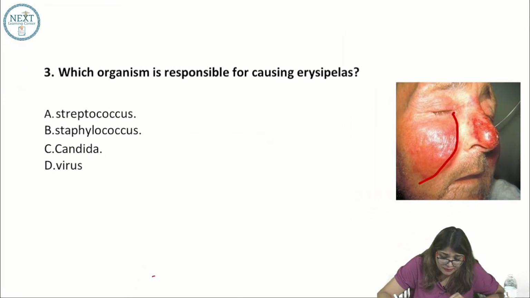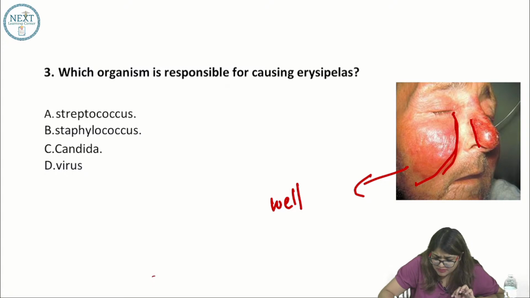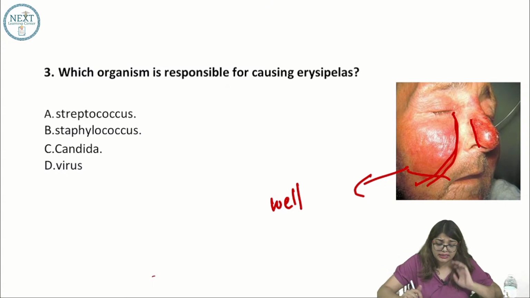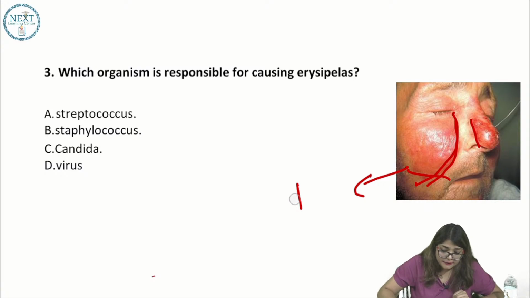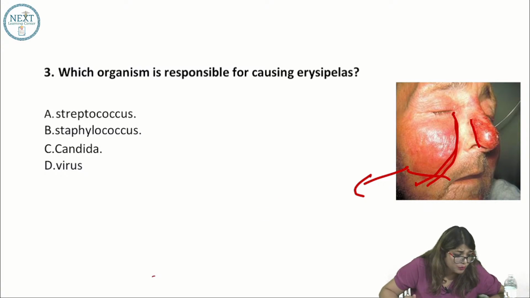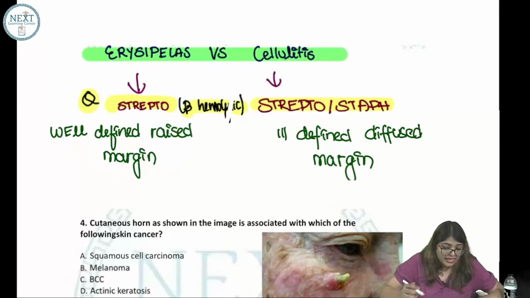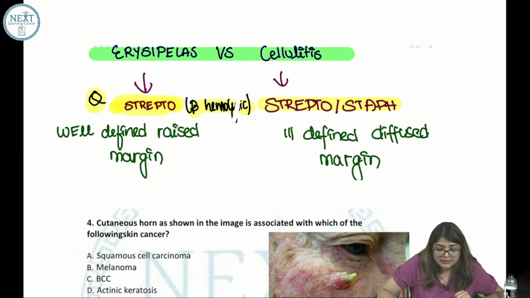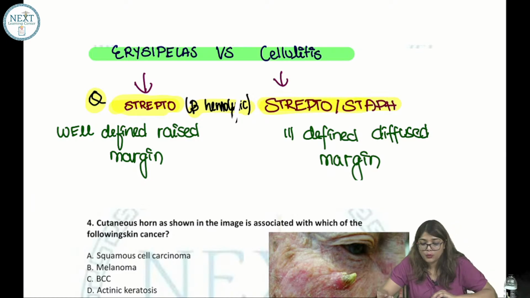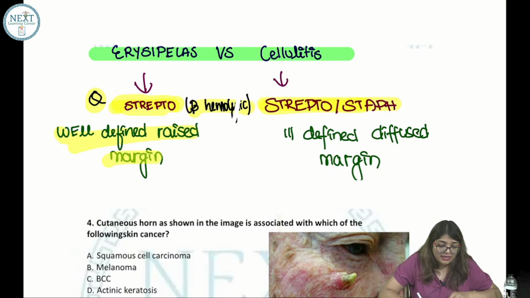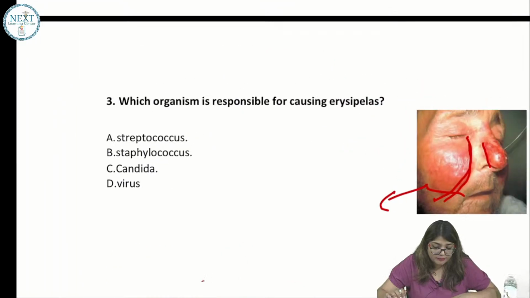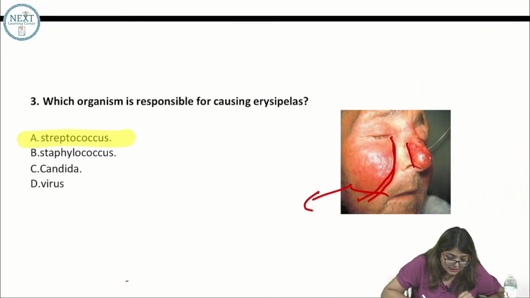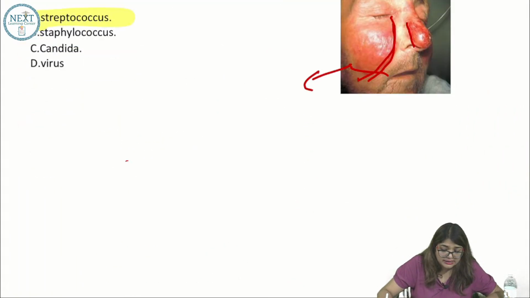This is erysipelas. They have very well-defined borders. You can see so nicely, they are very well-defined, right? Remember, erysipelas is caused by streptococcus, while cellulitis is caused by streptococcus or staphylococcus, right? And they have very well-defined, raised margins. So this is streptococcus.